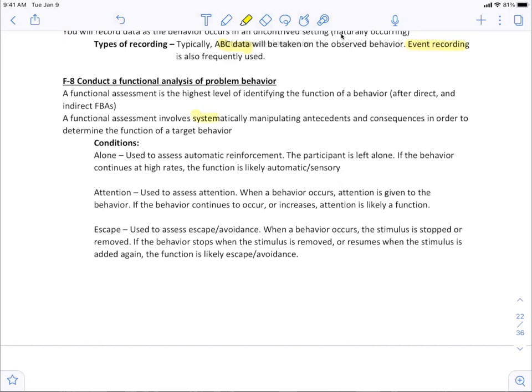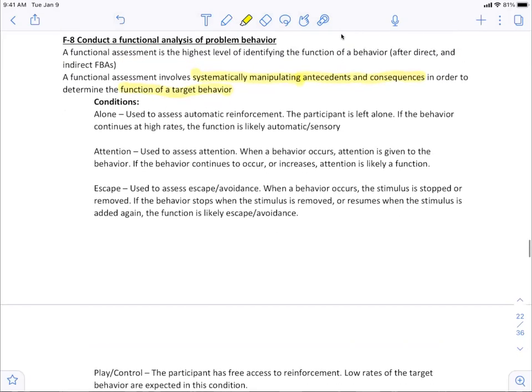We are systematically manipulating antecedents and consequences in order to determine the function of a target behavior. We're actually changing the environment. We're setting up the environment in an experimental setting, making changes, adding things, removing things to figure out, okay, what is our function. I think the biggest takeaway for functional analysis questions, you need to know the conditions.